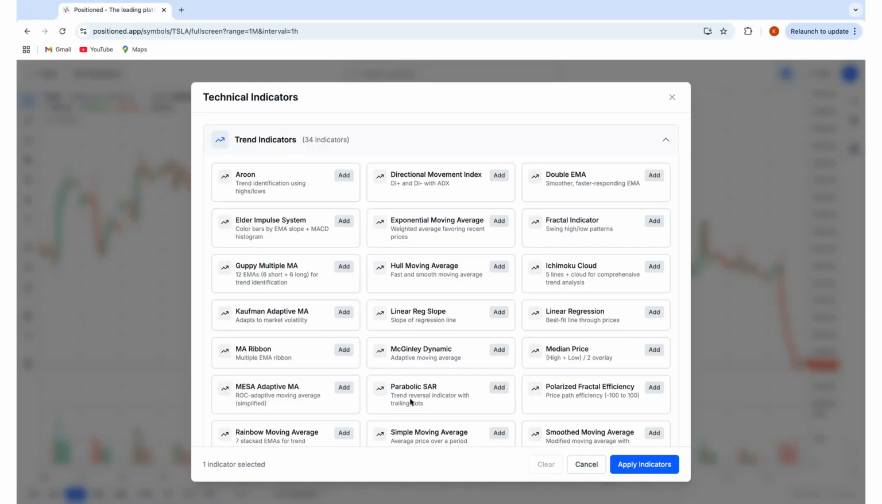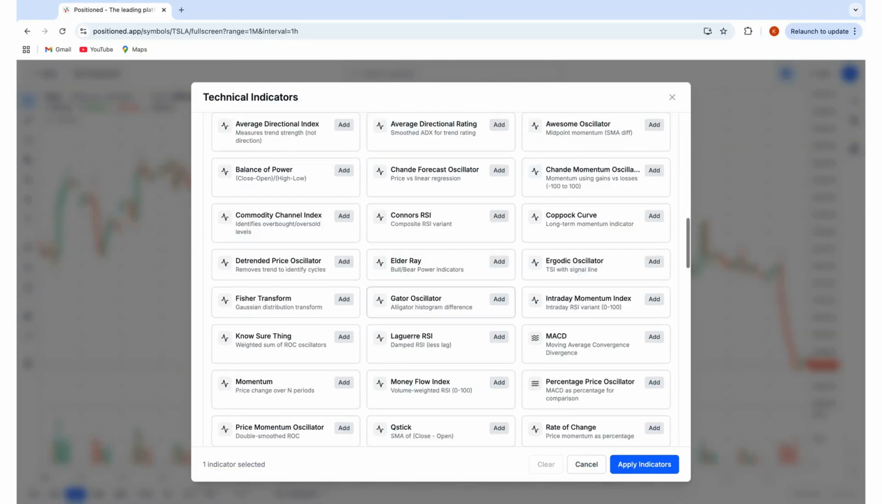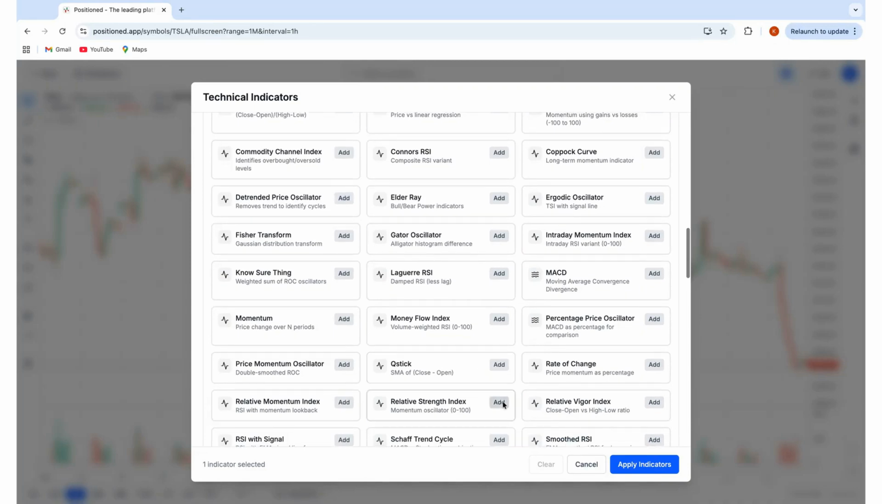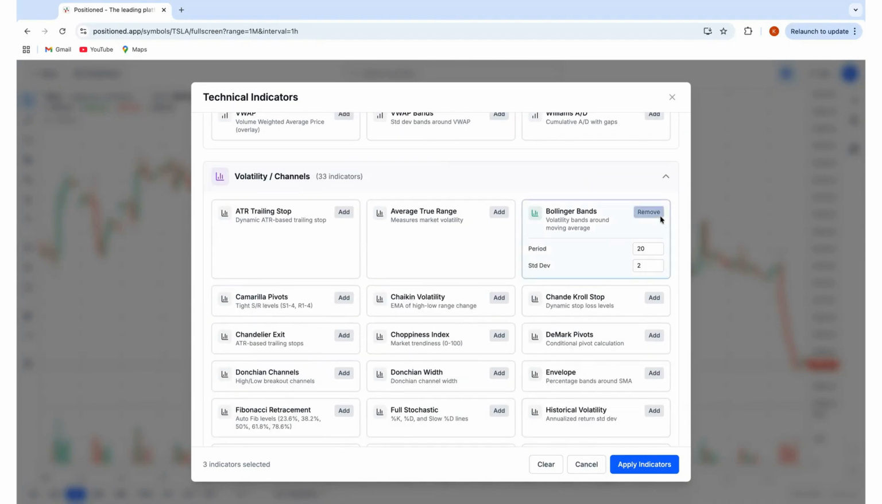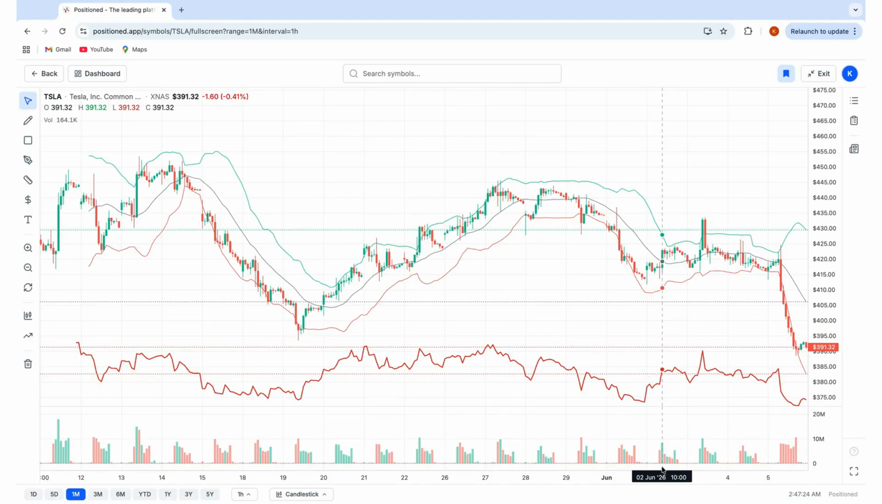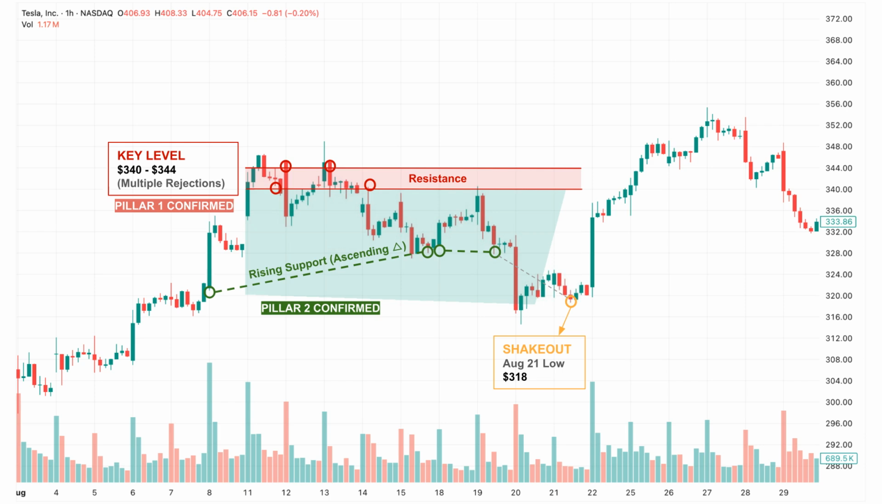You can apply indicators like RSI, MACD, VWAP, Bollinger Bands, or volume-based tools to evaluate whether momentum, participation, and trend structure support the breakout thesis. The goal is not to overload the chart, it's to build confluence systematically. Now 2 pillars are confirmed. The setup is identified. We now wait for the signal.